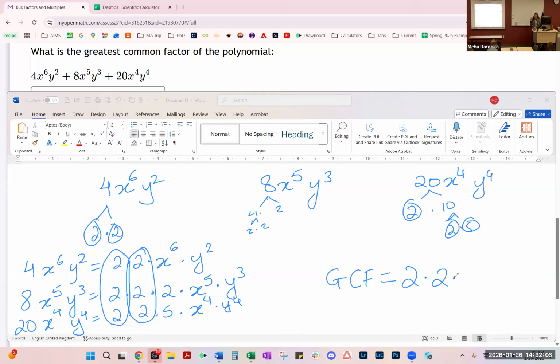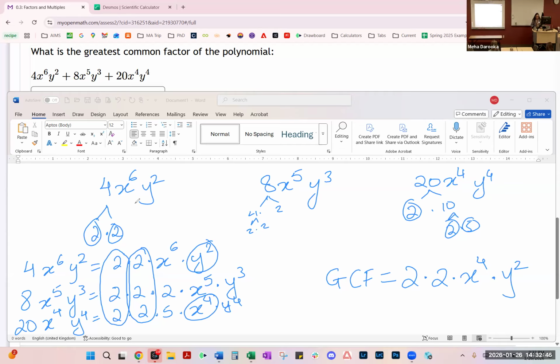Now, when it comes to the variables, the x and the y, you go with the smallest exponent value because you cannot go with the larger one, because this has 6 x's, but the second number only has 5 x's and the last number only had 4 x's, right? So how many x's are common? That's 4. Each of them will have 4 x's. So you are then going with the smallest exponent. So for the smallest exponent, it's going to be x to the 4th power. And then let's see, you have y to the 2nd, y to the 3rd, y to the 4th. So of course, y to the 2nd is going to be the smallest one.